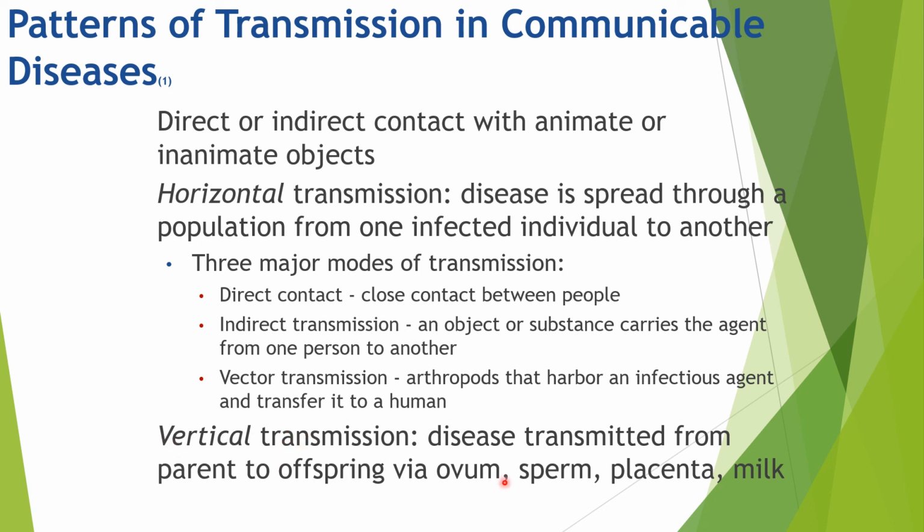Vertical transmission, that's when the disease is transmitted basically from a parent to the offspring. So, during labor, or again, like through the milk or the placenta, or even sometimes the eggs and the sperm would go ahead and carry certain viruses, and this is how it can actually be passed on to your new, like, to the baby.